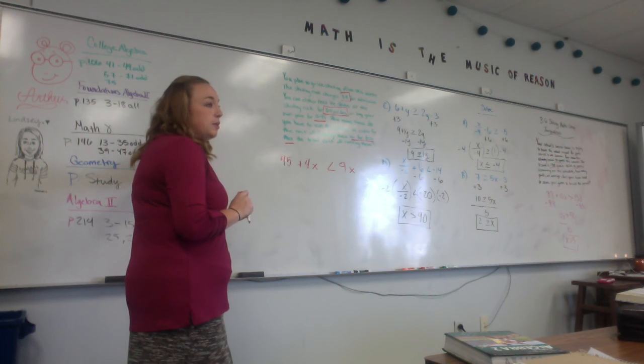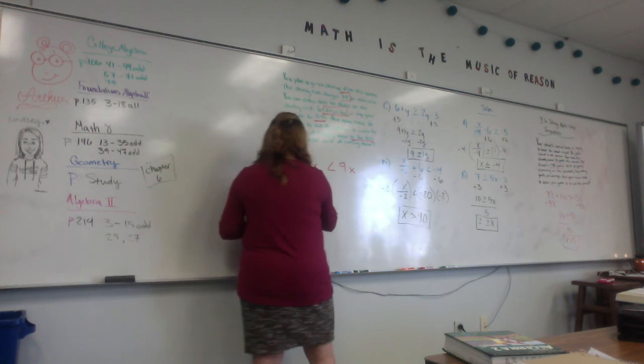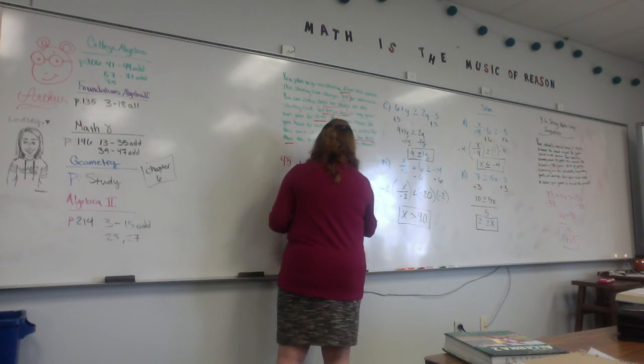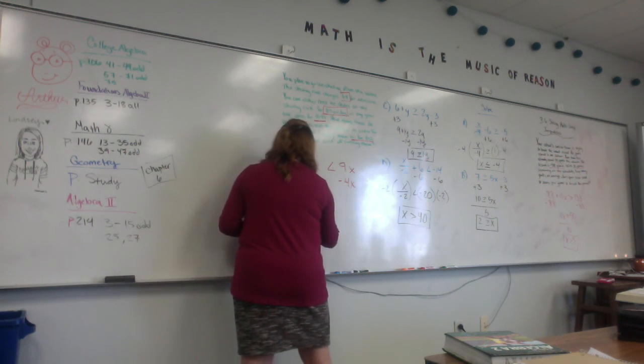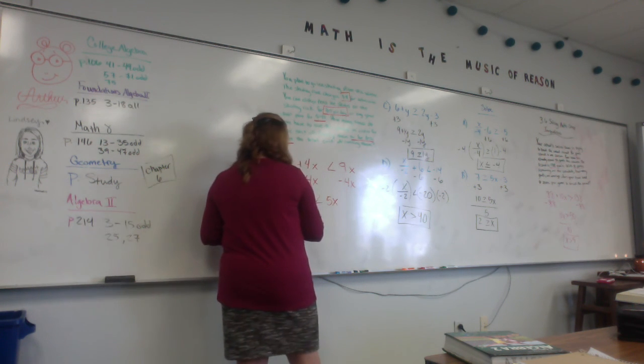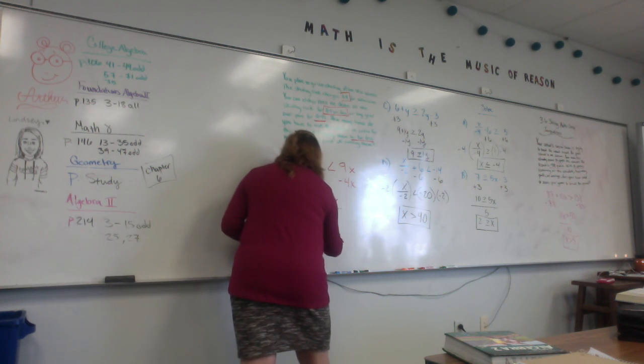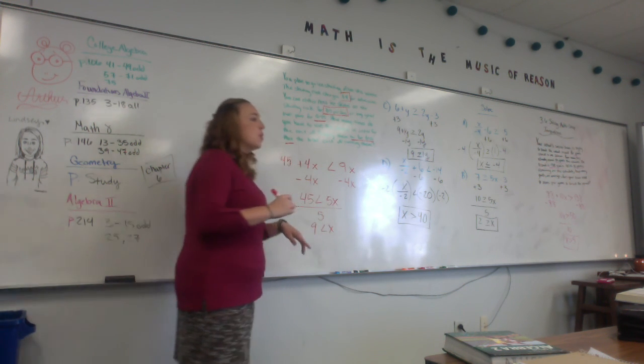Where do I go from here? Minus 4x. And you get that 45 is less than 5x. Then what do I do? You should divide, and it's 9x. 9 is less than x. 9 is less than x.